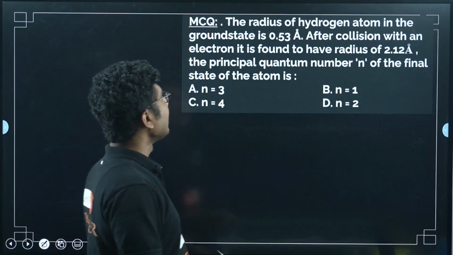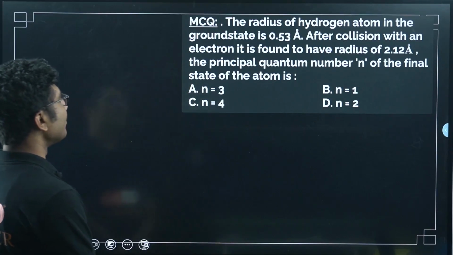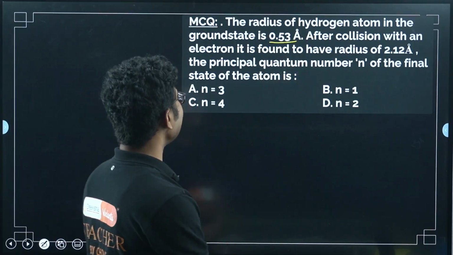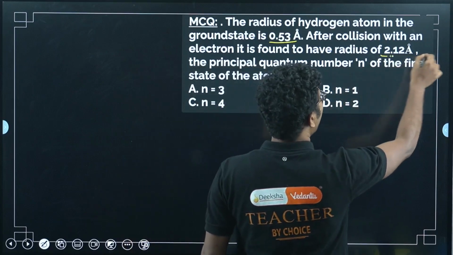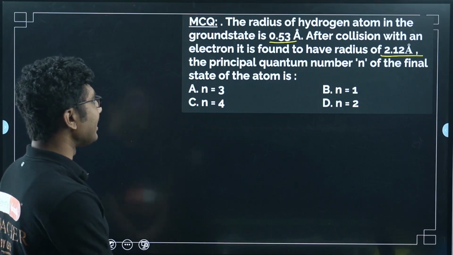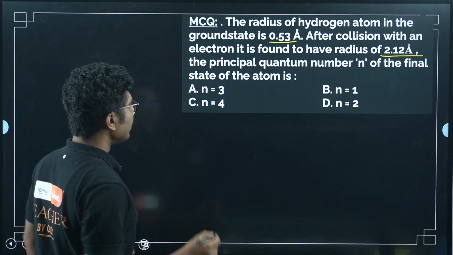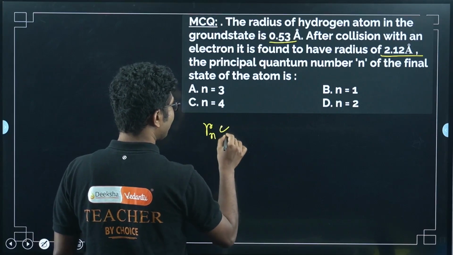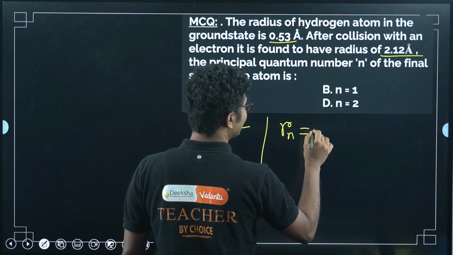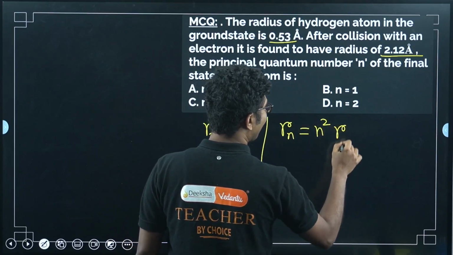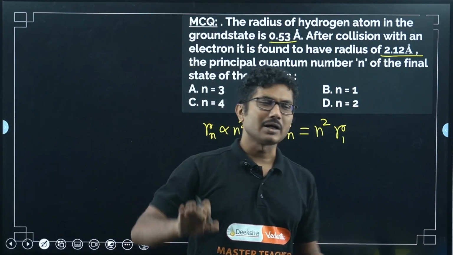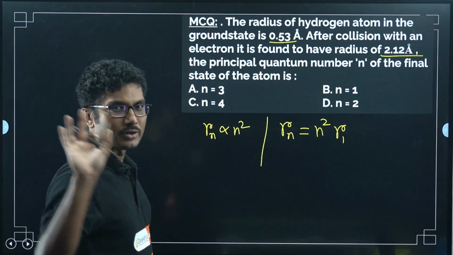Okay, now the next question. The radius of hydrogen atom in the ground state is 0.53 angstrom. After a collision with an electron, it is found to have a radius of 2.12 angstrom. Find the principal quantum number n of the final state of the atom. Very important, we know that Rn is proportional to n square, and also Rn equals n square R1. R1 is the ground state, sometimes denoted by R0. To avoid confusion, I am using R1 because that is the n equals 1 value.